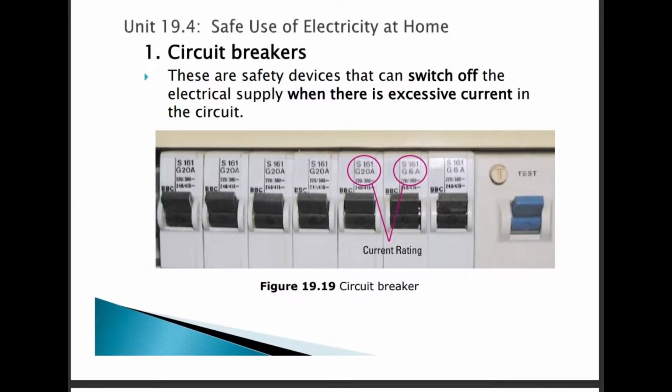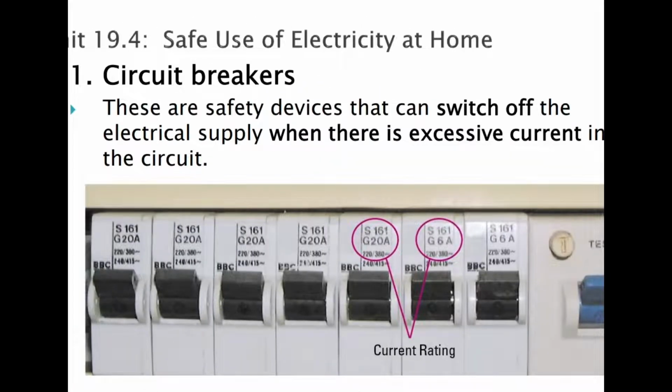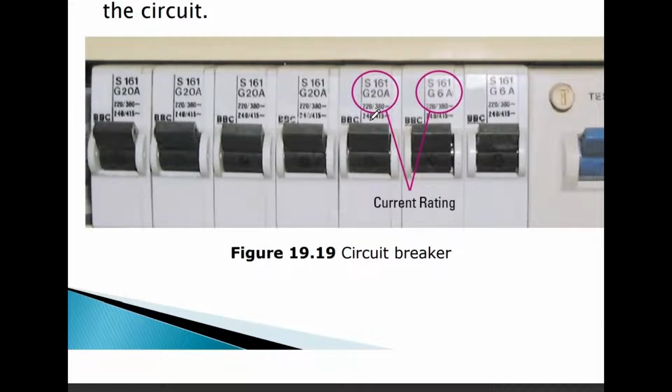So this is what a circuit breaker looks like. You may have seen this in the distribution box outside your house or inside your house when you enter the house. Have you seen such a thing? Yes. So these are circuit breakers. If I zoom in, their respective current ratings are written on the front. You see, this is G20A. That would mean that this is a 20 ampere breaker. And this is G6A. That would mean that it is 6 amperes.